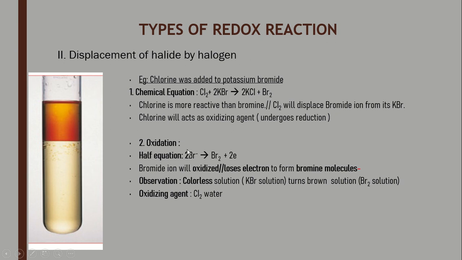So Br minus before the reaction, after the reaction becomes Br2. Okay, so kita balancekan equation, akan dapat 2 Br minus. So elektron kenapa duduk belah sini? Ingat, sekarang ini adalah proses oxidation. So oxidation is the loss of electron. Jadi plus 2e. Kenapa 2e? Because charge dia 2 darab dengan negatif.